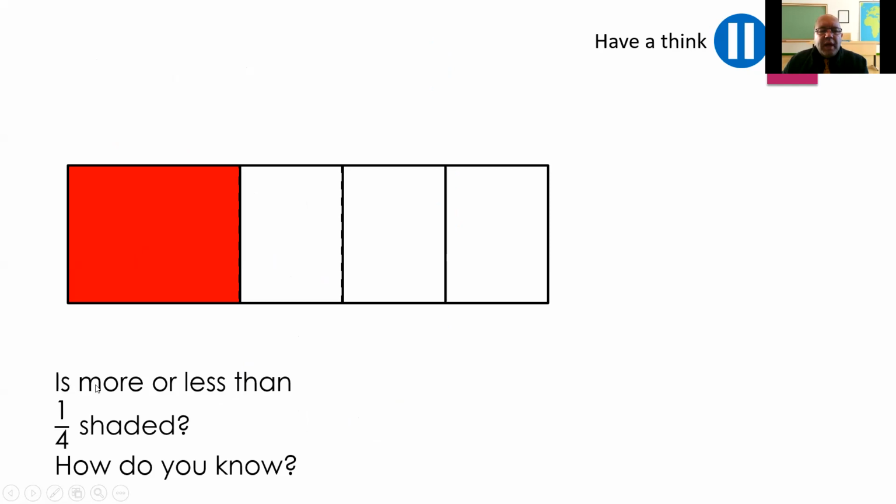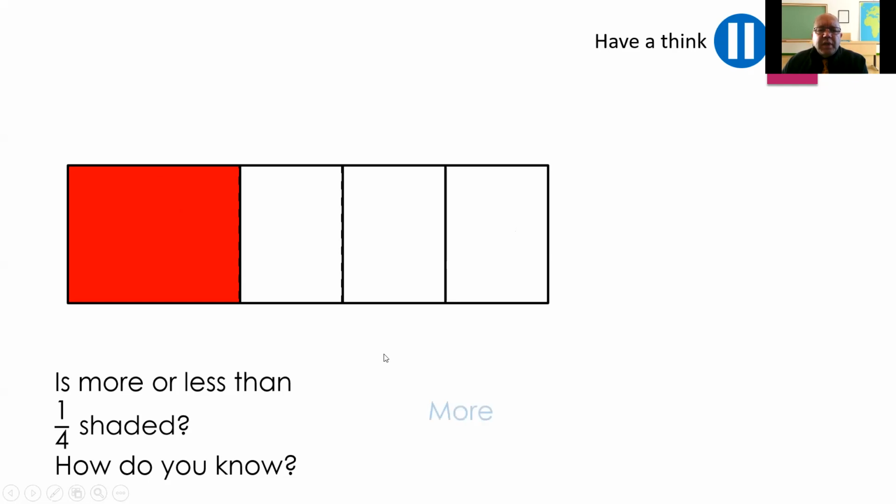Right, what about this one? Is more or less than 1/4 shaded? And how do you know? Well, we know that for it to be a quarter, it needs to be 4 equal pieces. And these are not equal pieces. This is quite a big piece. So this is more than a quarter.